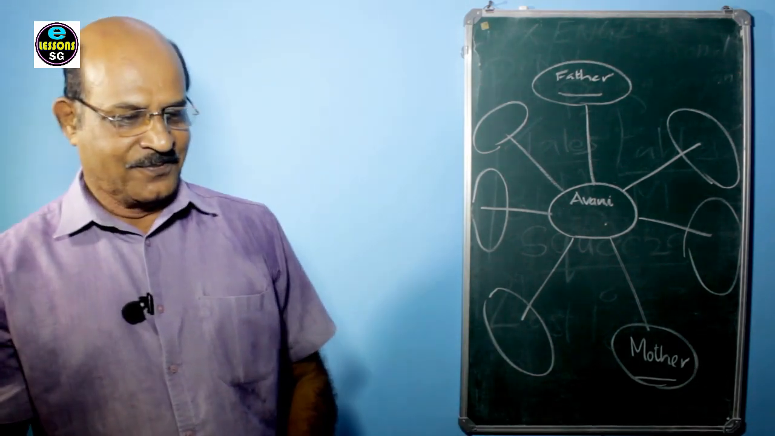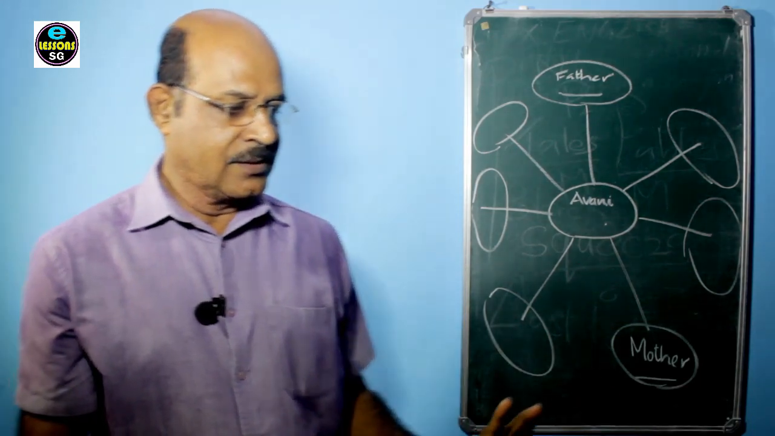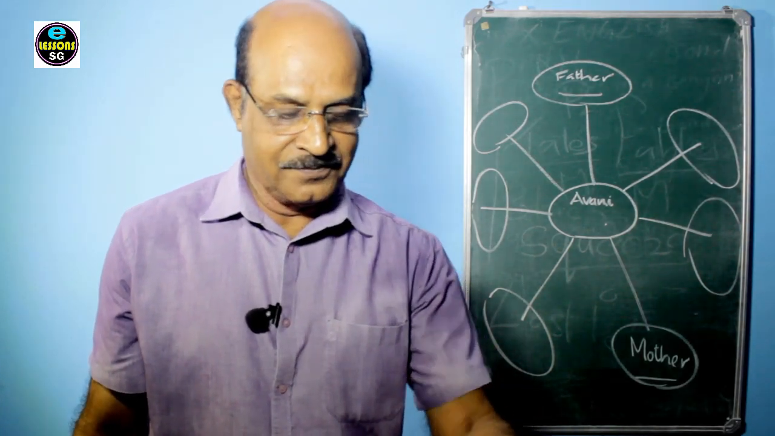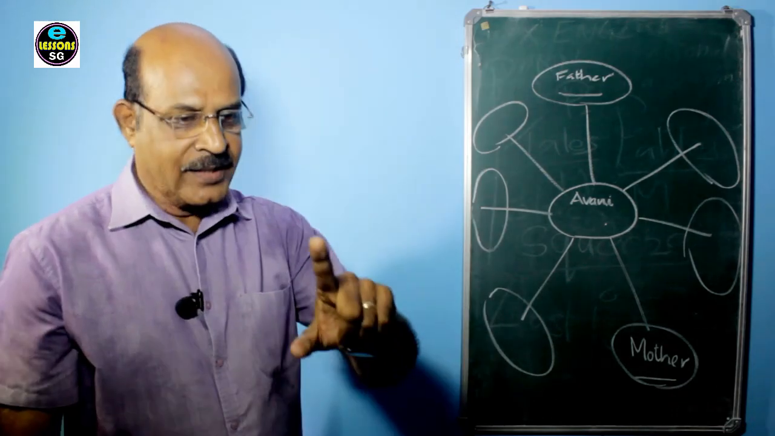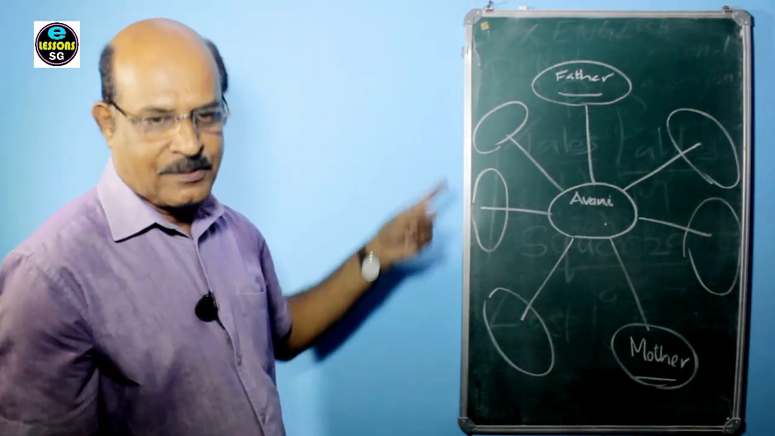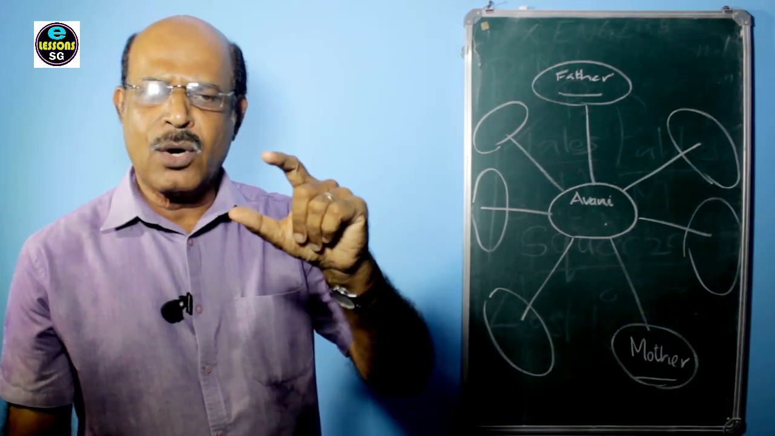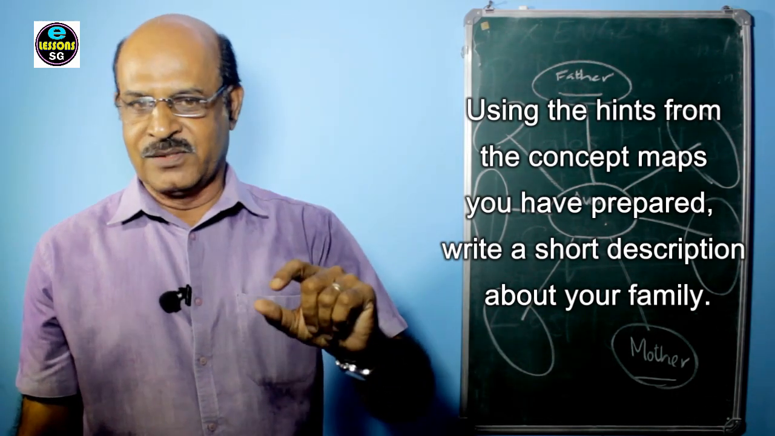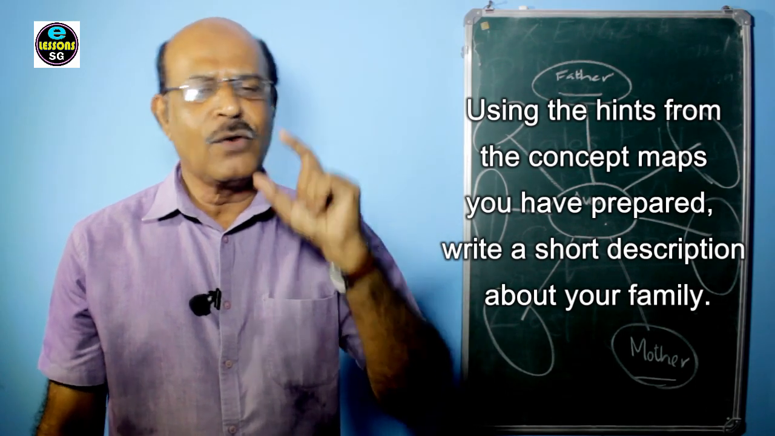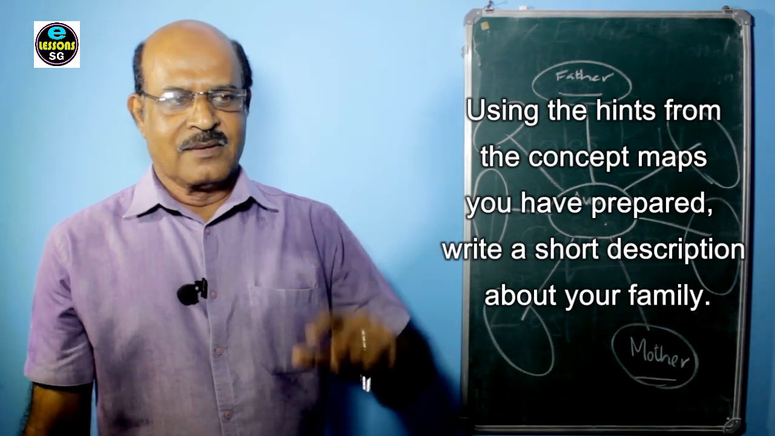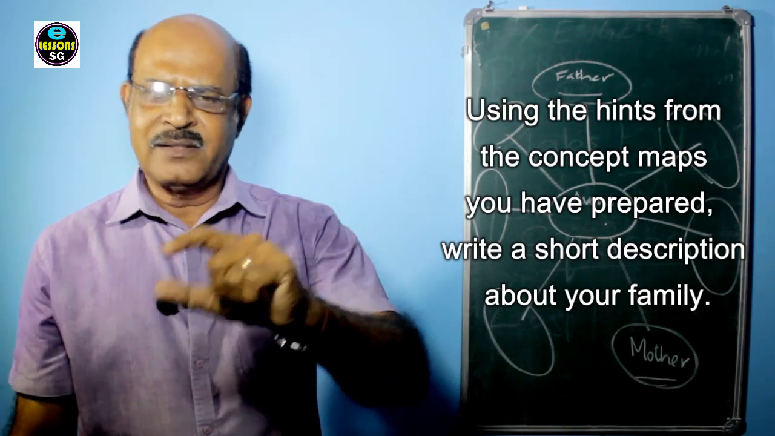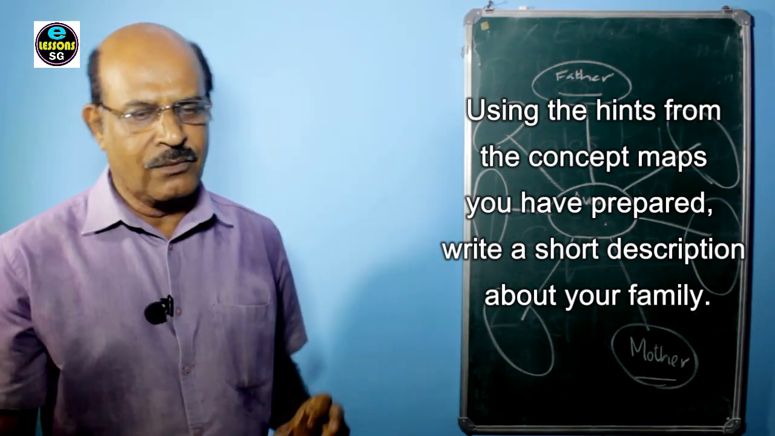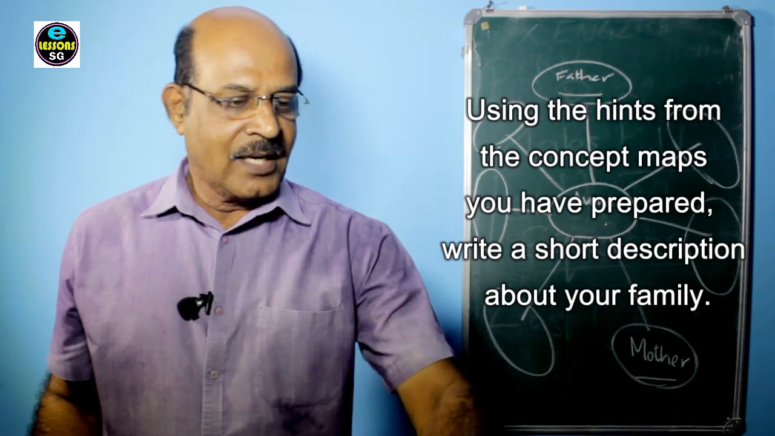Now next one. Next one is activity number 3. It is on page number 20. Do one thing. After making this concept mapping, you can write a short note about your family. You can begin like this. My family is a small family. It has the father, mother, just like that, go on. You make a brief note about your family. Okay. Now come to the next one.